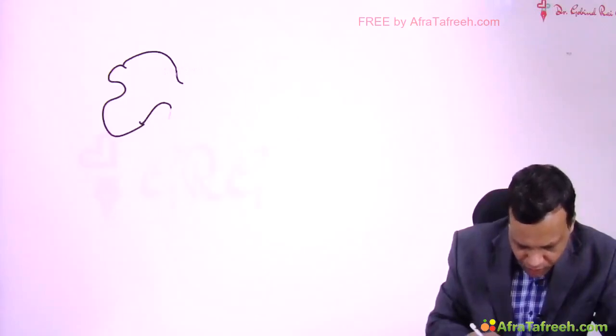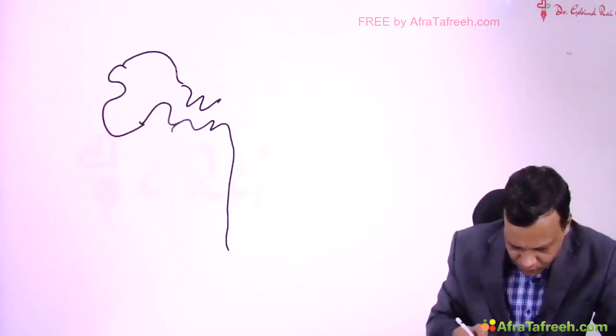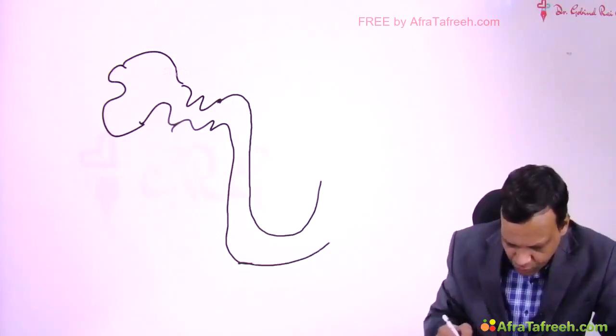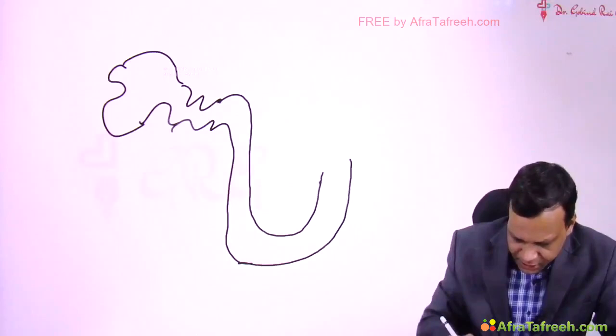Now it is important to recognize, so this we all know is the glomerulus, proximal tubule, and then the loop of Henle. So the loop of Henle is present like this initially, and then it becomes thick.